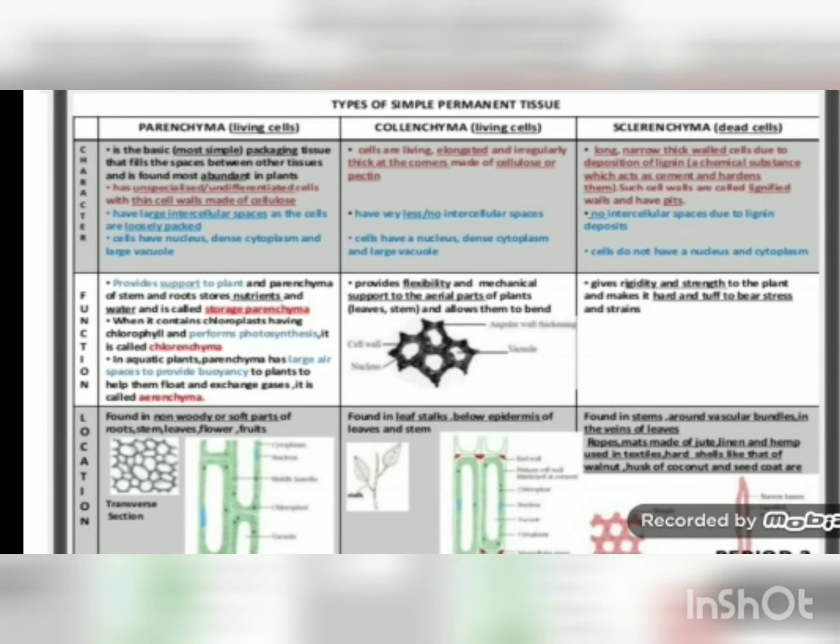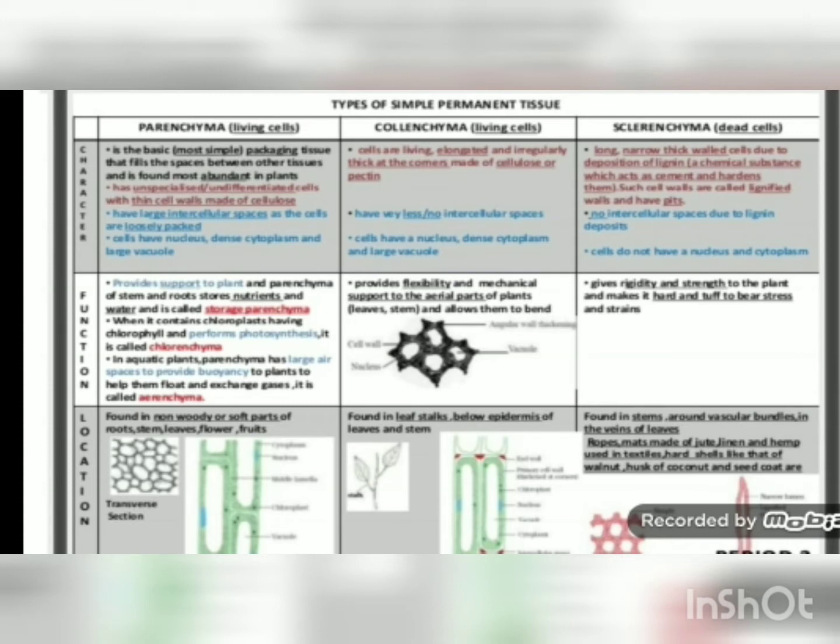First one is parenchyma. Most of the cells of parenchyma are living cells. Parenchyma is the basic packing tissue that fills the space between other tissues and is most abundant in the plant. It has unspecialized, undifferentiated cells with thin cell walls made up of cellulose. It has large intercellular spaces as the cells are loosely packed. Cells have a nucleus, dense cytoplasm and large vacuoles. These are the characteristics of parenchyma.